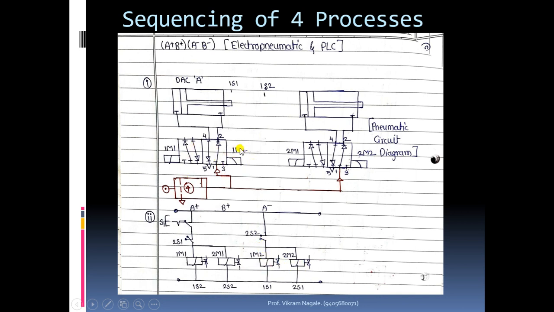So that is what this right side coils of the both final directional control valves. These two are the final directional control valves.